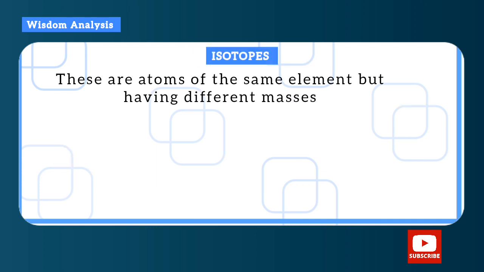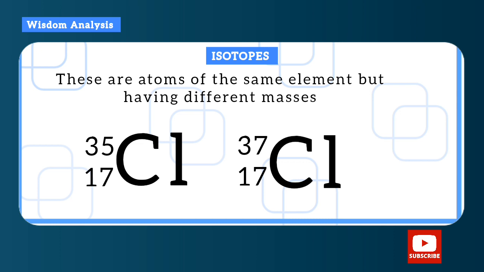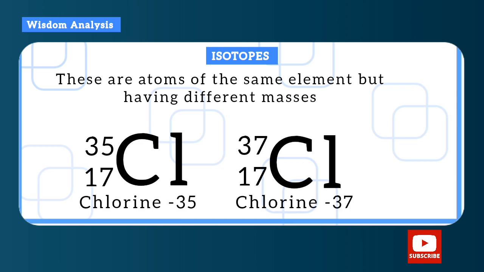Okay, so let's go to isotopes. These are atoms of the same element but having different masses. So you can see chlorine 35 and chlorine 37. They have the same atomic number, which is 17, but different masses, 35 for one and 37 for the other.